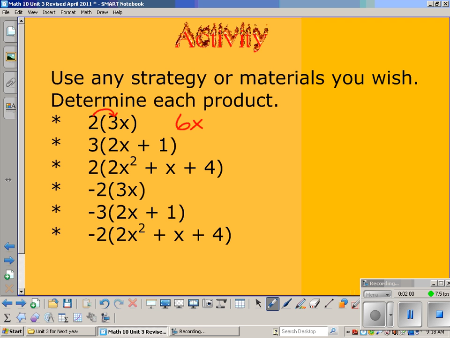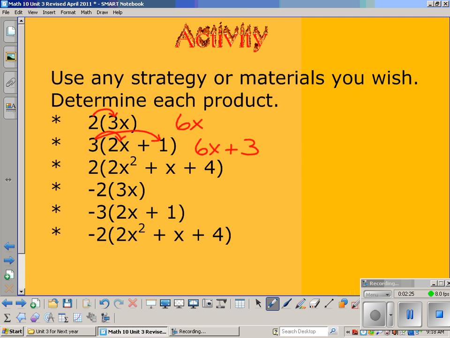In the second one, hopefully you remembered that the constant on the outside needs to be multiplied to both terms of the polynomial. So 3 times 2x is 6x, 3 times 1 is 3. So it's 6x plus 3. You do not add those together because they are not like terms.